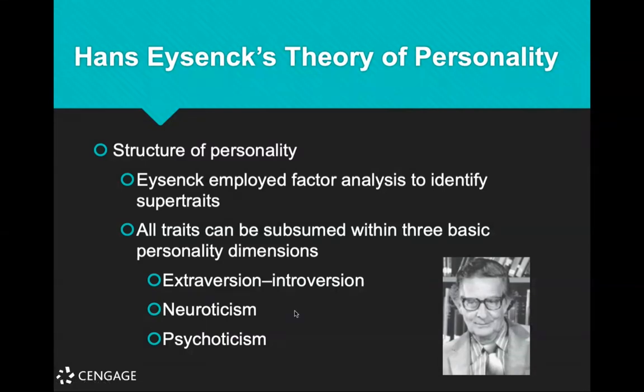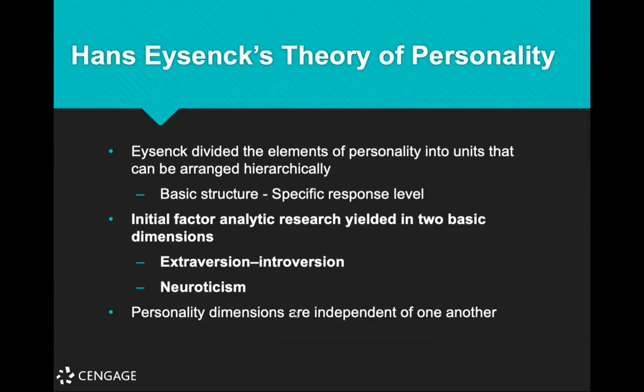He said that all traits can be subsumed within three basic personality dimensions. So now we have the five factor theory of personality, but we were getting very close. According to Eysenck, he said the three basic dimensions include extroversion-introversion, neuroticism, and psychoticism. So psychoticism is something that we don't see in the Big Five factor theory of personality, but initially these were the three dimensions that he had proposed.